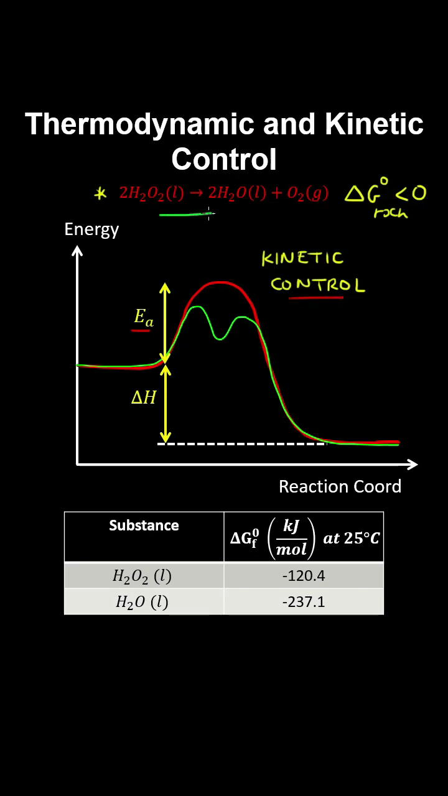So if the process doesn't proceed at a noticeable rate, it doesn't mean that the chemical system is at equilibrium. So where the process is thermodynamically favoured and doesn't occur at a measurable rate, we can conclude that it's under kinetic control.